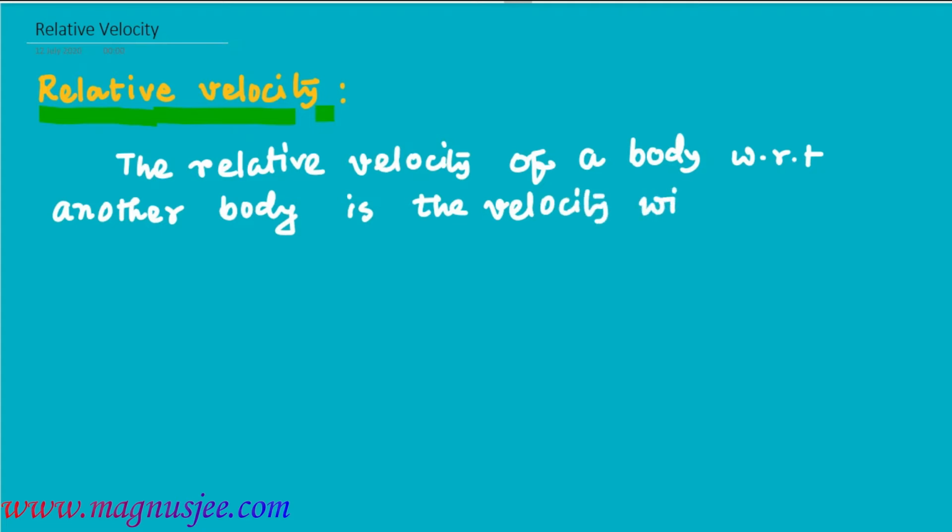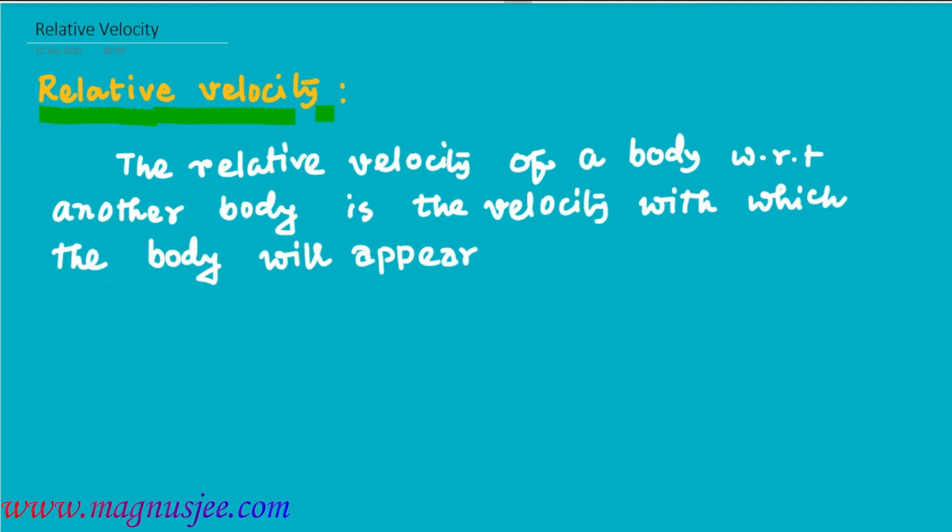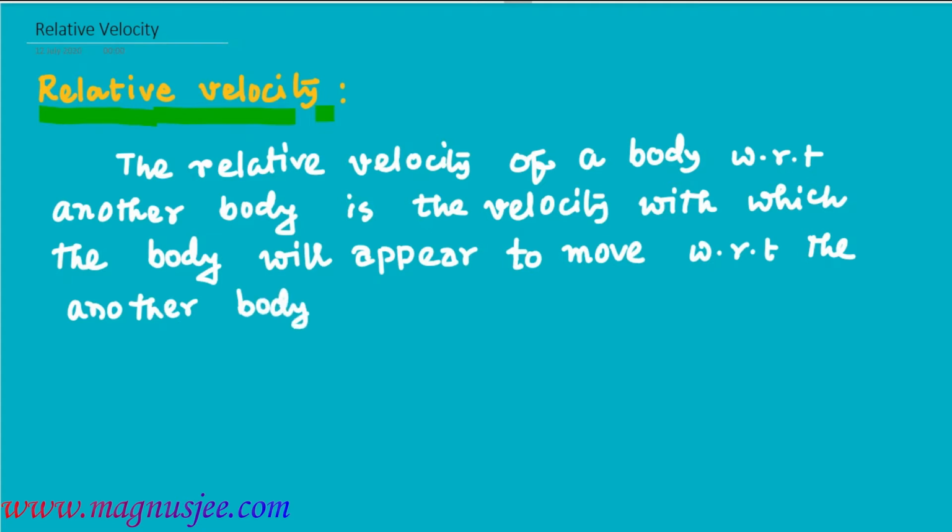Relative velocity of a body with respect to another body is the velocity with which the first body will appear to move with respect to the other body, or as observed by the other body.